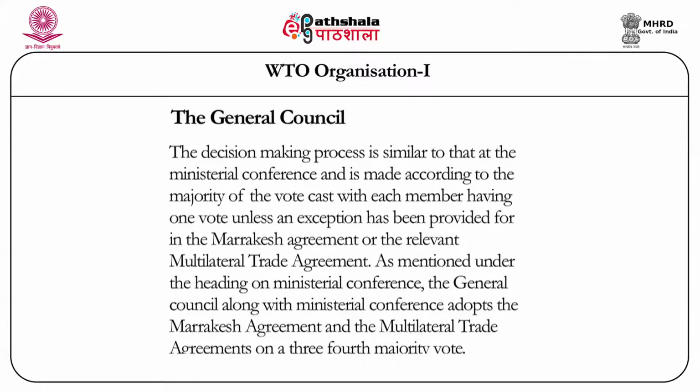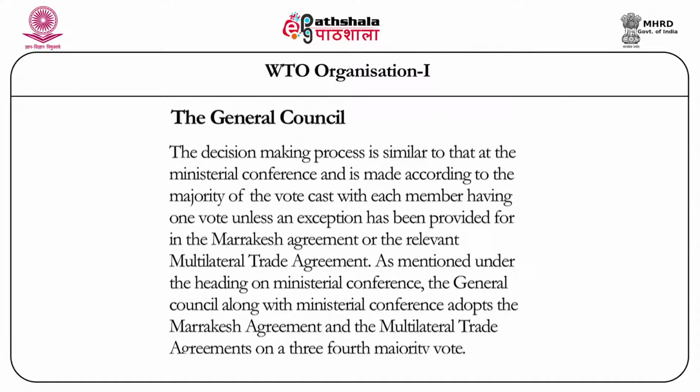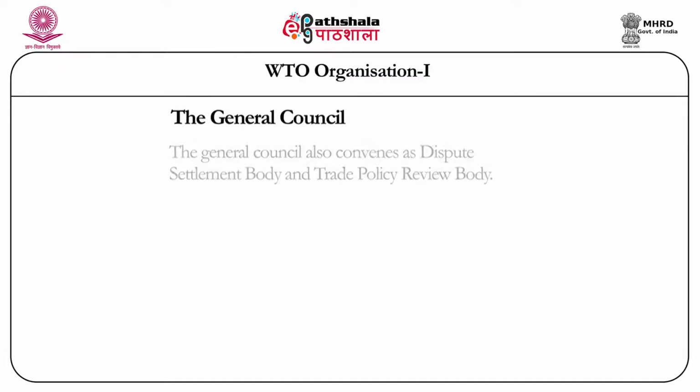The decision-making process is similar to that at the Ministerial Conference and is made according to the majority of the votes cast, with each member having 1 vote, unless an exception has been provided for in the Marrakesh Agreement or the relevant multilateral trade agreements. As mentioned under the heading on the Ministerial Conference, the General Council, along with the Ministerial Conference, adopts the interpretation of the Marrakesh Agreement and the multilateral trade agreements on a 3/4 majority vote. The General Council also convenes as the dispute settlement body and the trade policy review body.